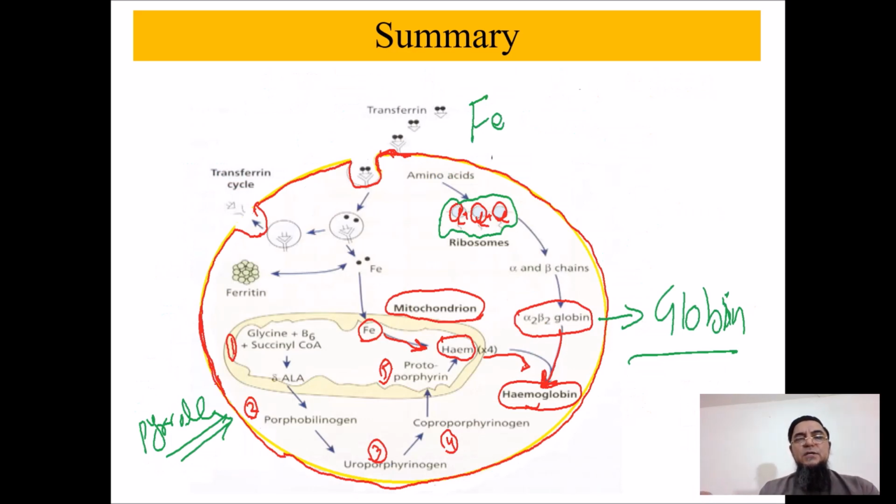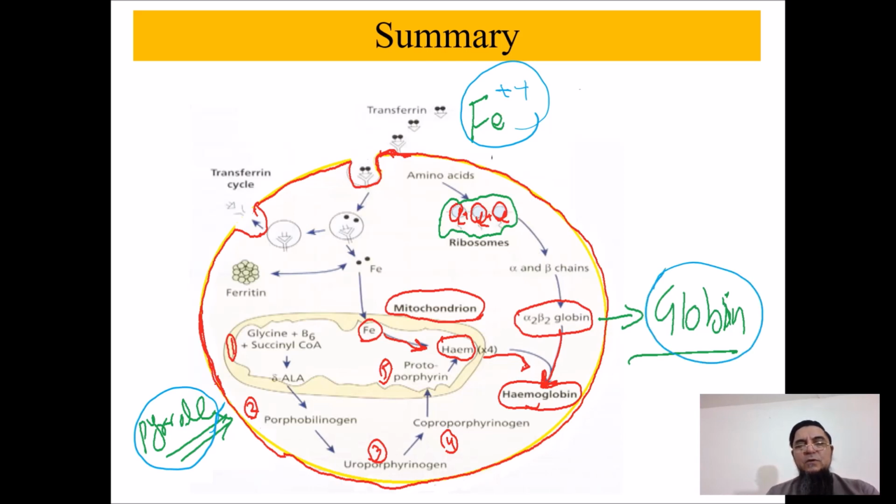In order to summarize, we have three components here. One is iron in the ferrous form, another is the pyrrole ring, and third is the globin molecule. So now let's see. First see the pyrrole ring. We have glycine and succinyl-CoA, B6, ALA. ALA will come out, then porphobilinogen will convert into uroporphyrinogen, then uroporphyrinogen will convert into coproporphyrinogen, then coproporphyrinogen will enter the mitochondria and convert into protoporphyrin 9.